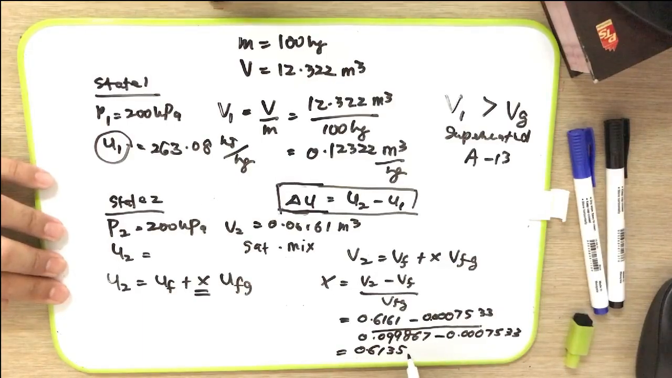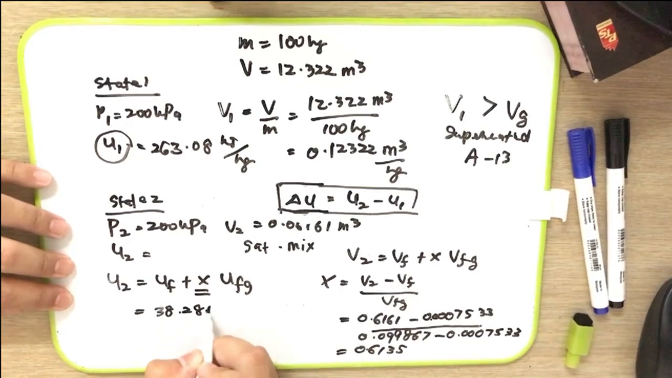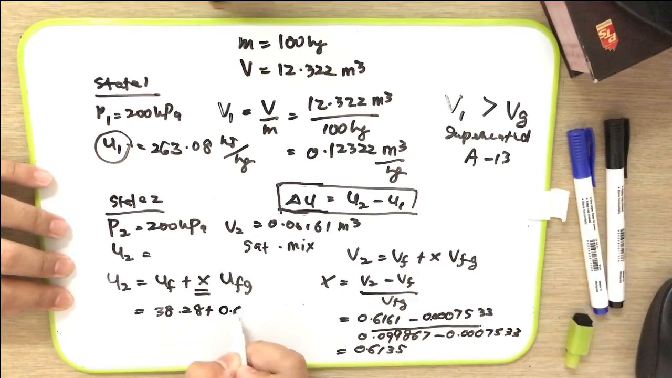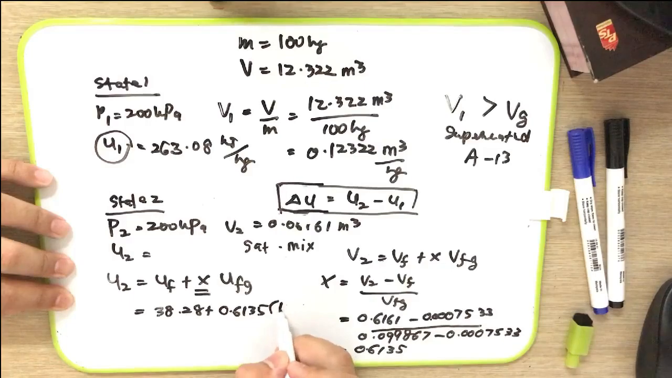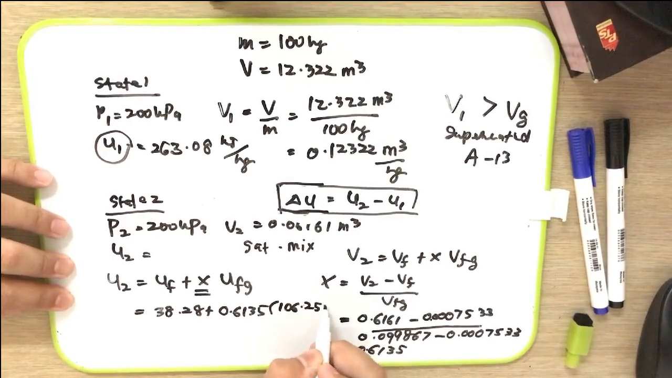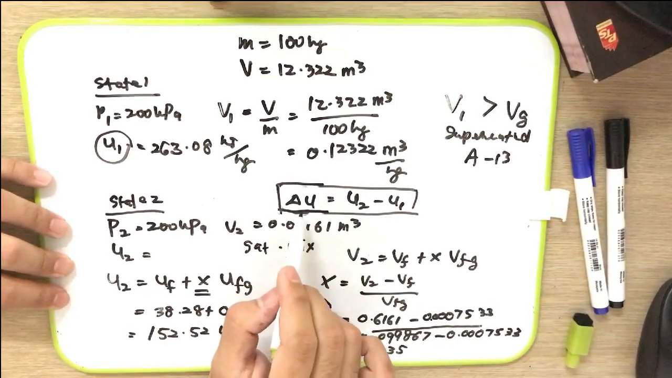So we already have X, so now we can substitute X in here in order to find U2. UF and also UFG you can find from table A12. UF is 38.28 plus X is 0.6135 and UFG is 106.25. So we will get the answer for U2 is 152.52 kilojoule per kg.